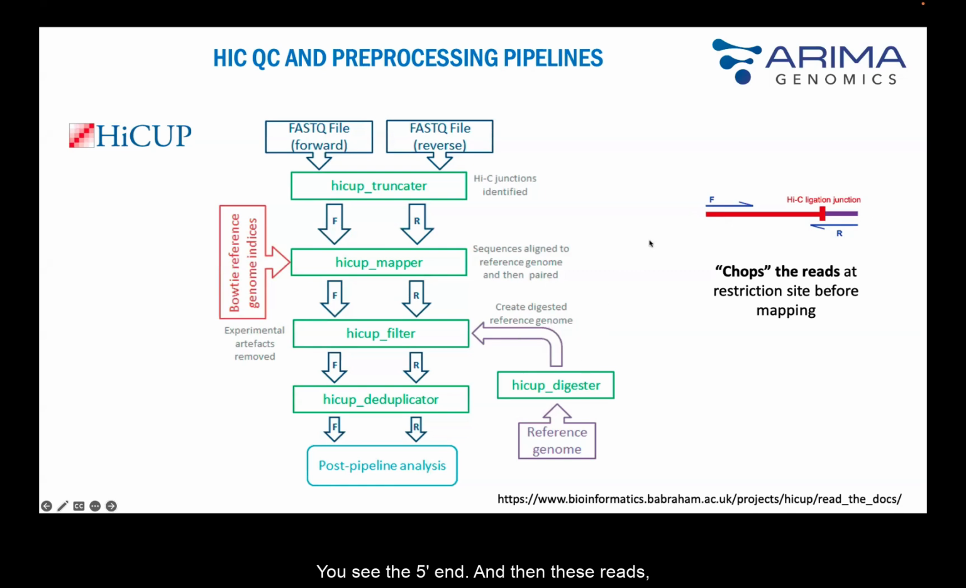And then these truncated reads are mapped to an in silico digested genome, where you use the information about the restriction sites, and whenever you find them in your assembly, you just chop the sequence, and you obtain a digested reference.